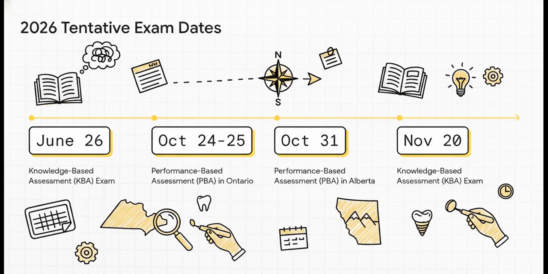For all you planners out there, this is for you. Here are the tentative exam dates for 2026. As you can see, you get a couple of shots at the KBA, while the practical PBA is held on specific dates in Ontario and Alberta. This is really key info for mapping out your timeline.